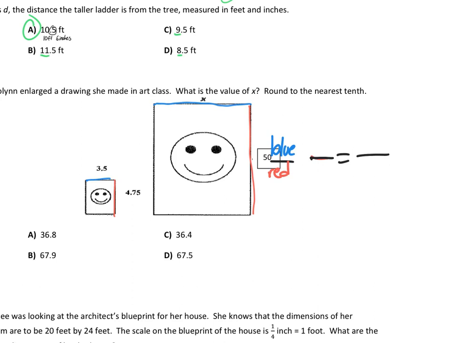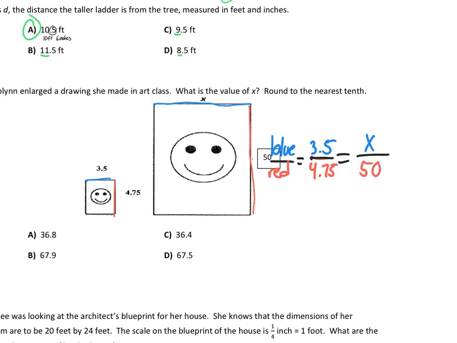And there are other ways to set this up. If you are familiar with one of the other ways that we've done it, perfectly fine. This is just the way it crossed my mind to do this one first. So, blue on figure 1 is 3.5. Red on figure 1 is 4.75. Blue on my figure on the right, or on figure 2, is x. And red on the right is going to be 50.